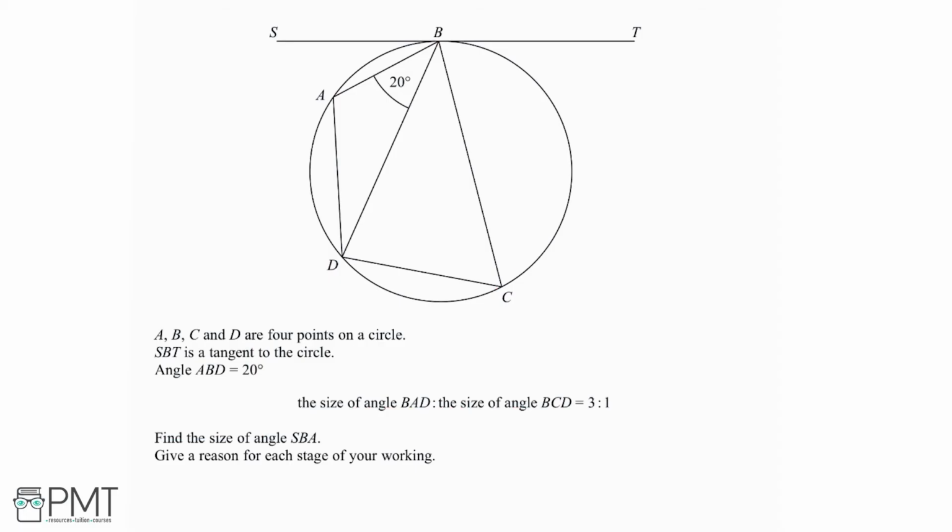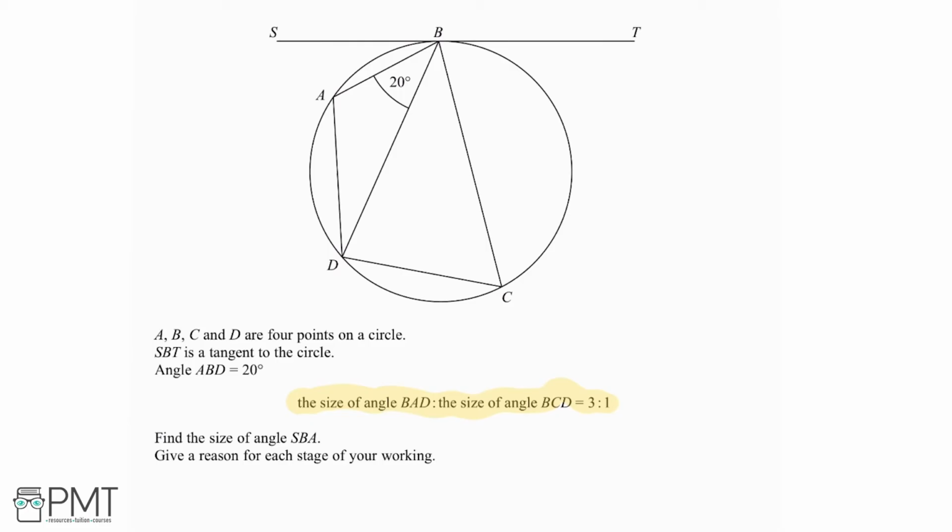A, B, C and D are 4 points in a circle. SBT is a straight line and it's a tangent to the circle. Angle ABD is 20 degrees. We're told that the size of angle BAD and the size of angle BCD are in the ratio 3:1. We need to find the angle SBA, giving a reason for each stage of our working.